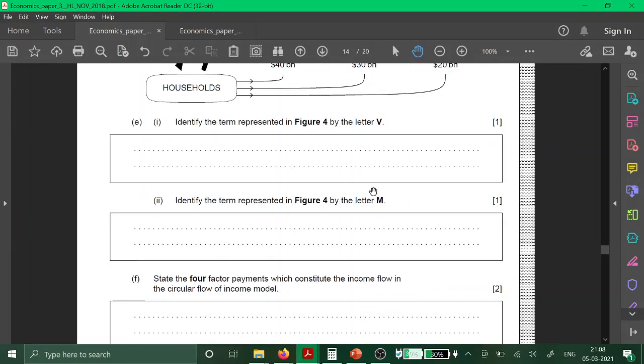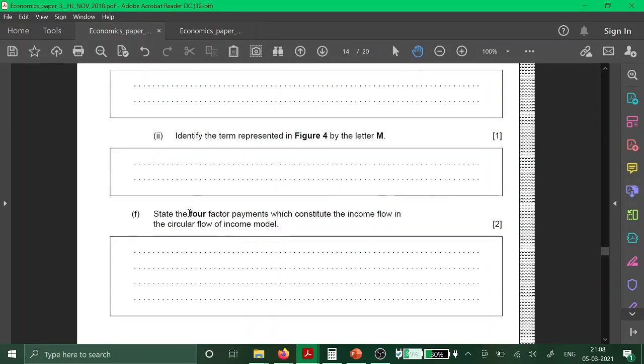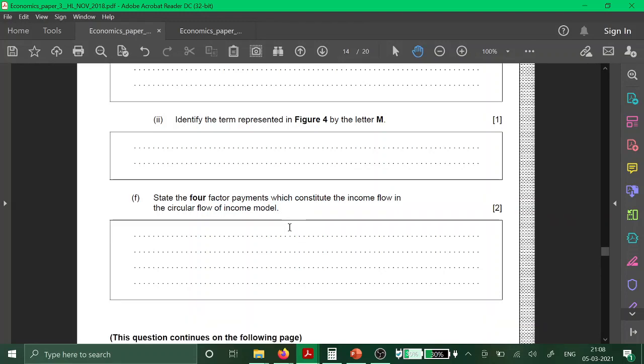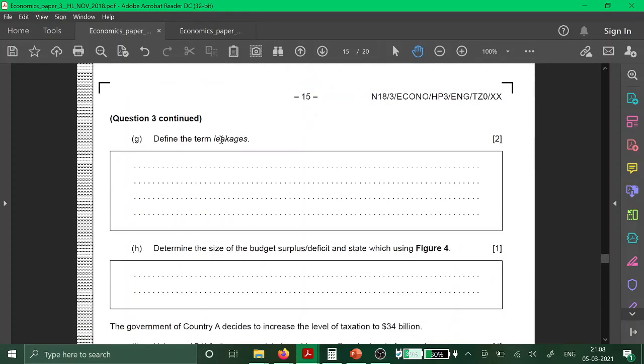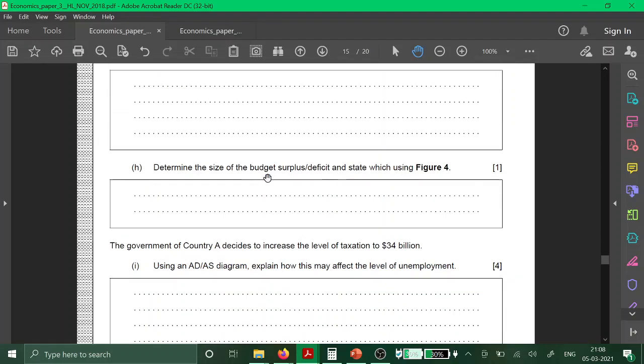Now it's asking for four factor payments that will be in the income flow. You already know, that's easy: rent, wages, interest, and profit. Then you have to define the term leakages. Leakages are anything that is taken out of the circular flow of income. That means that portion of national income which is not spent on domestic output or consumption.